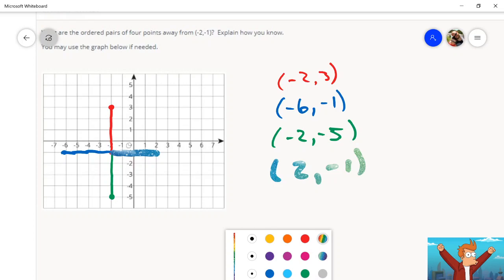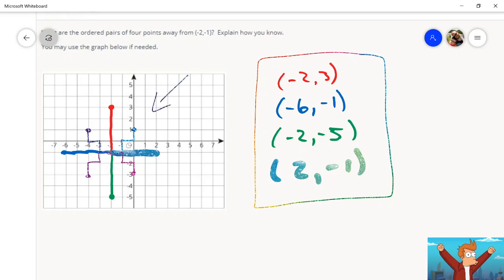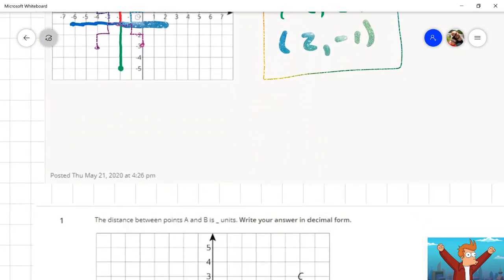Okay. So now here's where it gets a little more complicated. I can go different directions. So I could go 1, 2, 3, 4, and I could end here. 1, 2, 3, 4, and I could end there. 1, 2, 3, 4, I could end here. 1, 2, 3, 4, I could end there. So you start to get all sorts of different combinations, but for the most part, I think I'm pretty happy right there. 4 points away from -2, -1. Explain how you know. How do I explain how I know? Because I'm showing you in the graph. Definitely need to use the graph.